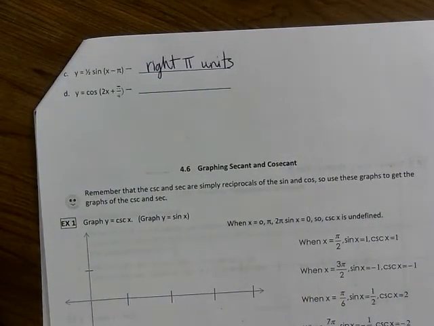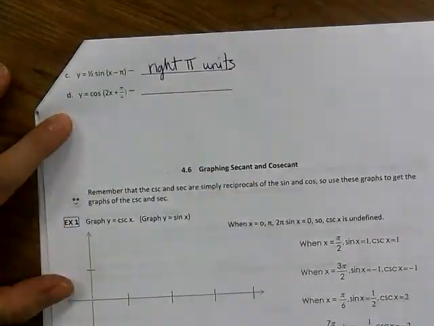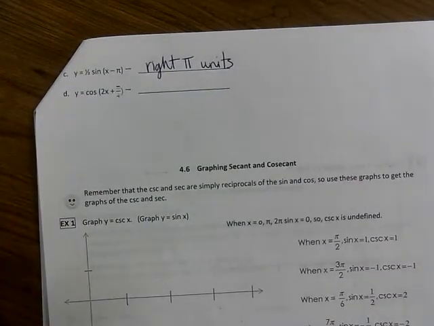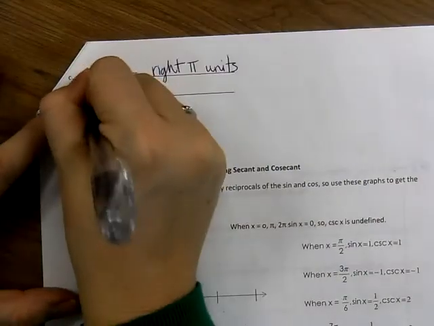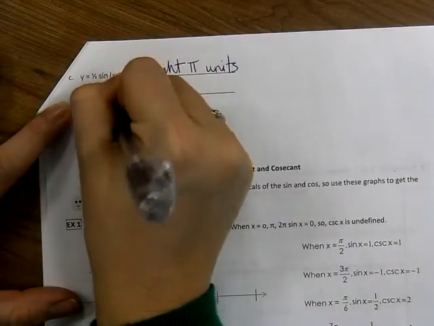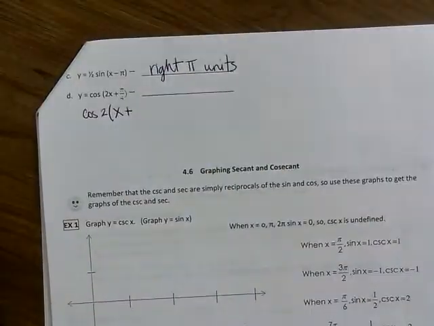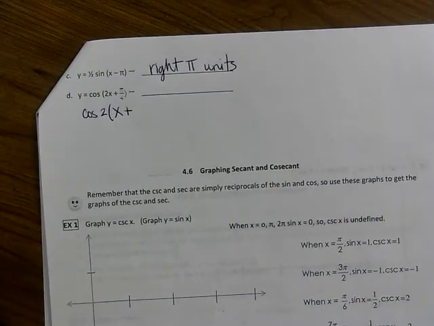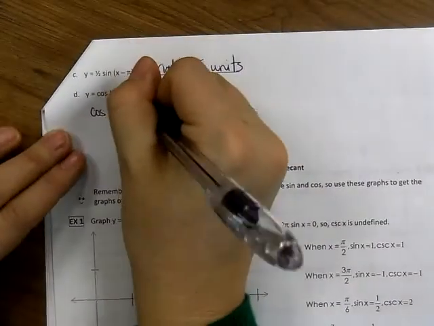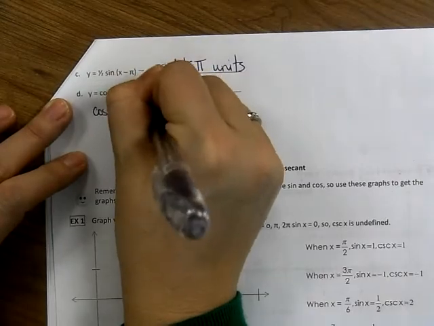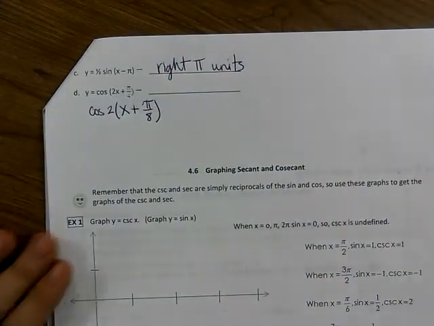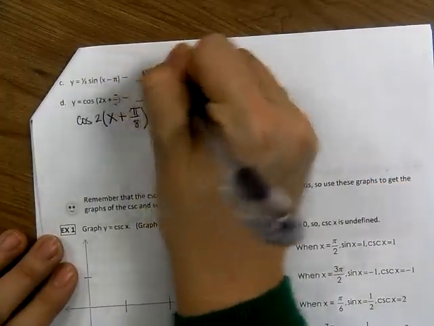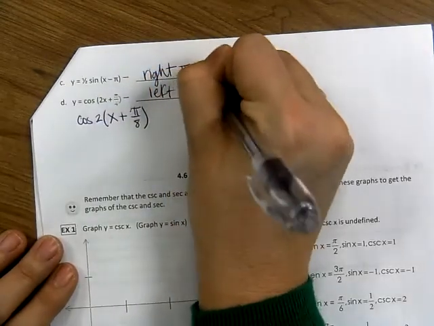And now careful on D. What's the problem with D? That 2. So before we can even deal with that, it's like it's already been distributed to the pi over 4. So what do we have to do with the 2? You have to factor it out. So this is going to become x plus y. Dividing by 2 is the same thing as multiplying by 1/2. So this is going to give us pi over 8, right? So this is really moving left, pi over 8 units.